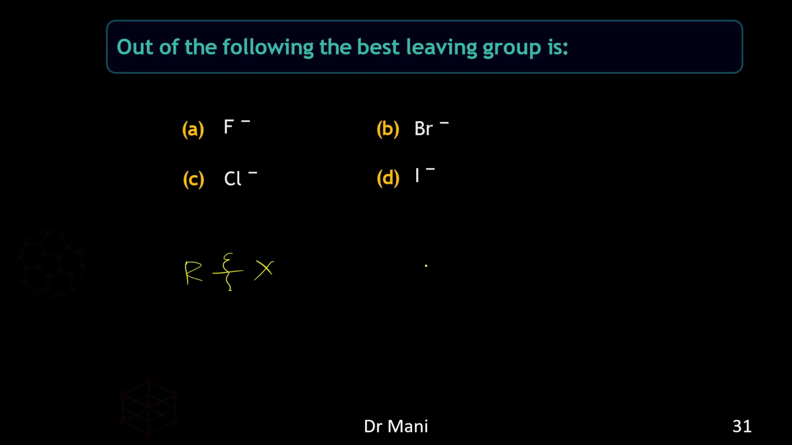Iodine. So which one will be the option here? Iodine. So remember, the reactivity order will be like this. Iodine is most reactive, then bromine, then which one? Fluorine or chlorine? Chlorine, and then fluorine. Understood?